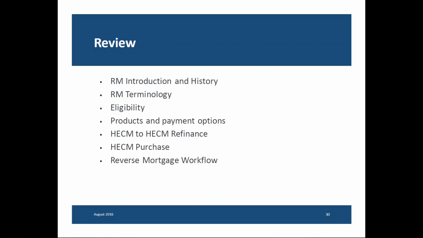Now, in review, let's see what we talked about. Well, we did an introduction to history. The program was started in 1989. Terminology, we spoke about willingness and capacity and eligibility. We're looking at borrowers 62 and older. Products and payment options. We went over ARMs and fixed rates, and then we spoke about 2 niche products available in the reverse mortgage world, HECM to HECM refinance and HECM purchase, and then we finished up with the mortgage workflow.